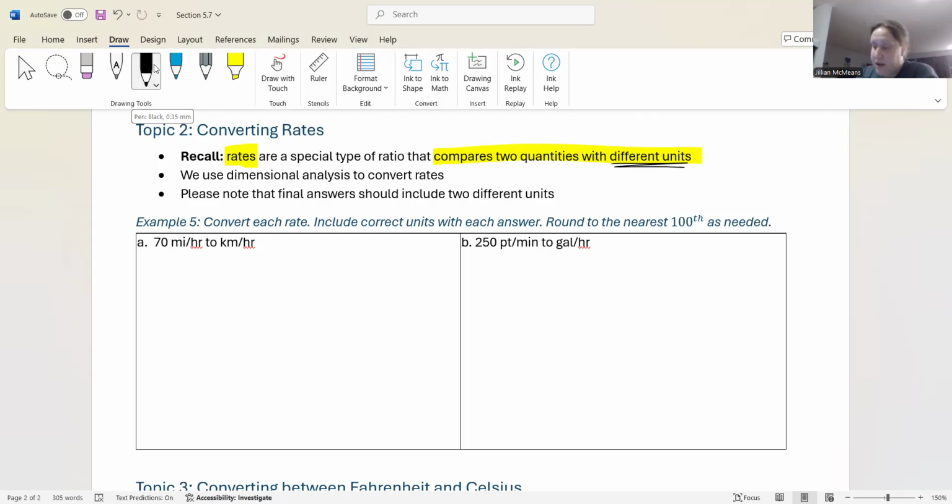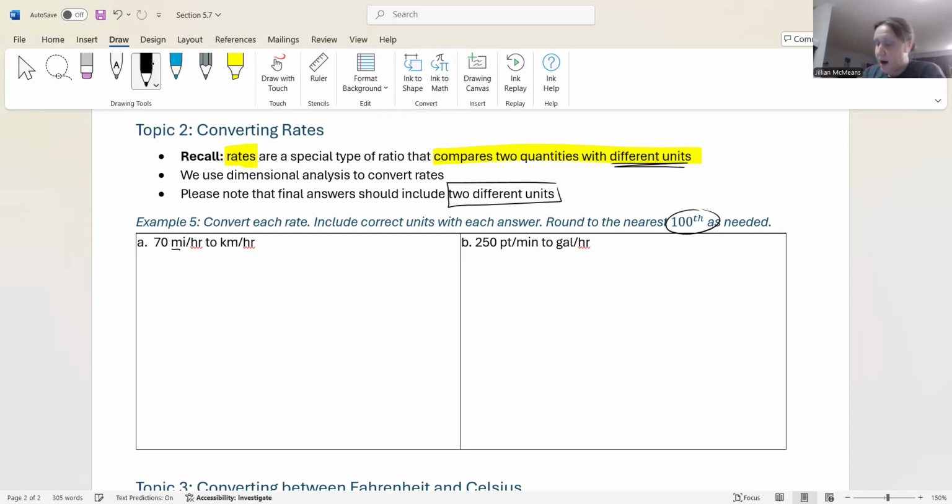So again, we definitely use dimensional analysis, and please note the final answers should include two different units, because rates have two different units and both units matter. Example 5 says convert each rate, include correct units with each answer, round to the nearest hundredth if needed. So this time we're going to round to 2 decimal places if necessary. First up, we have 70 miles per hour, and we want to convert it to kilometers per hour. So we're really only doing one conversion here.